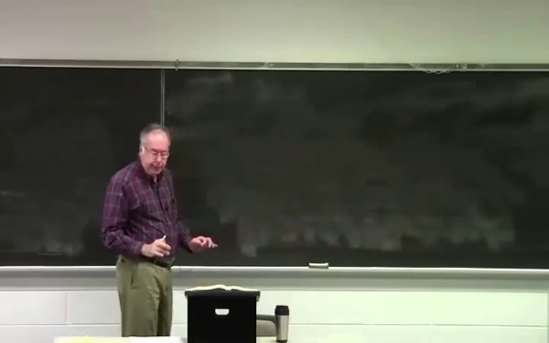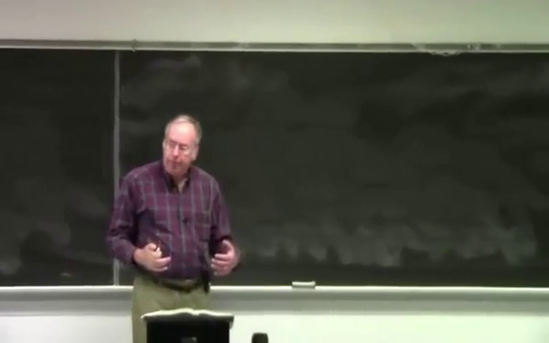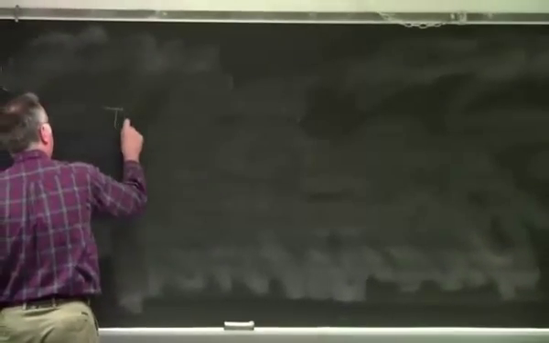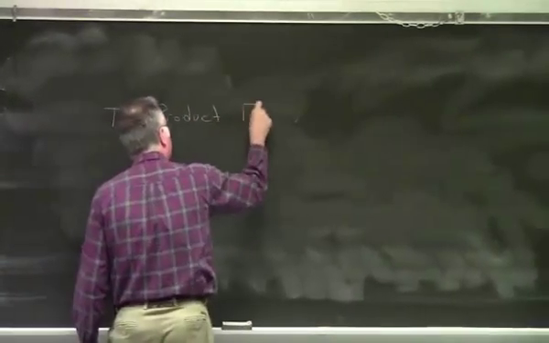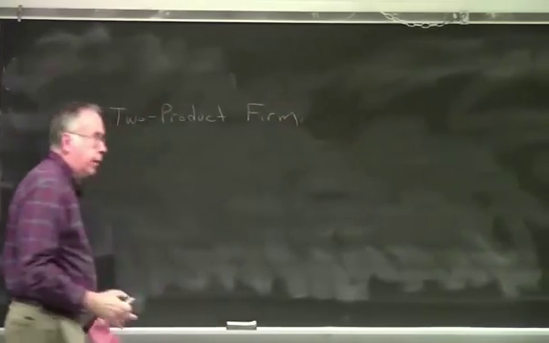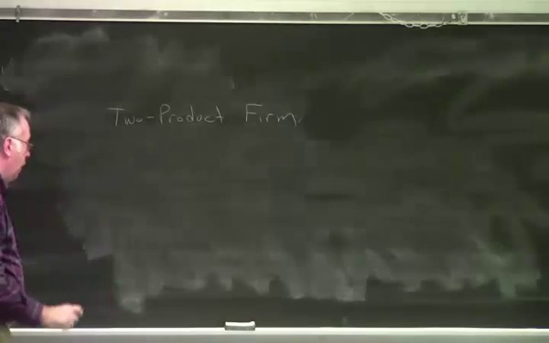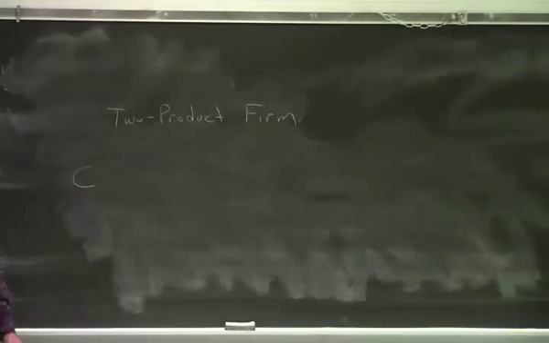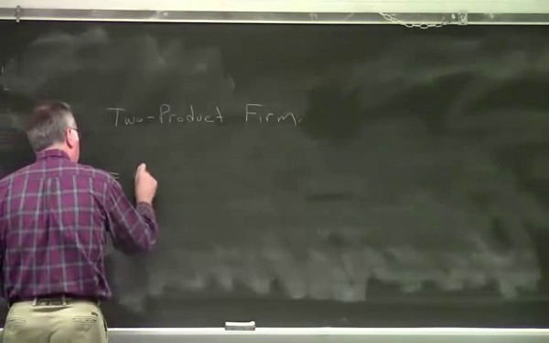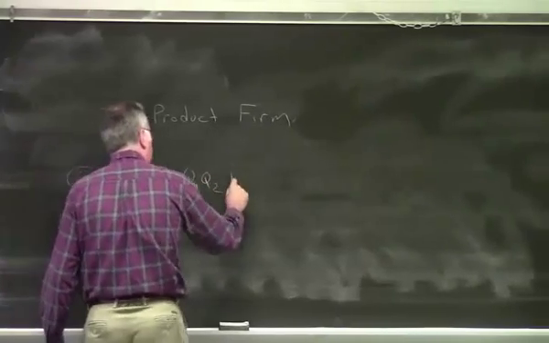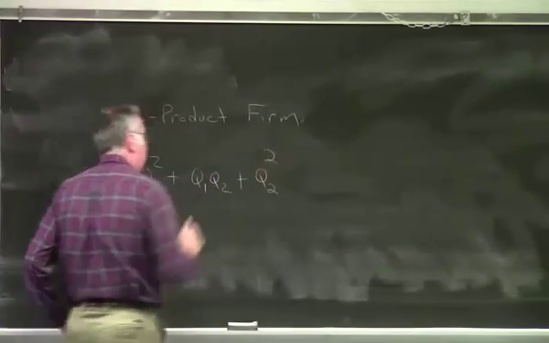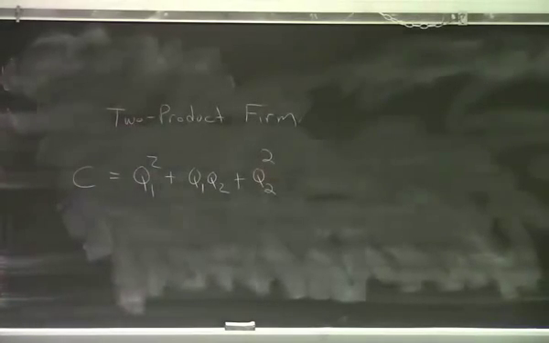In this case, imagine there's a two-product firm that produces product 1, product 2. The firm's cost function is given by this equation: Q1 squared plus Q1 Q2 plus Q2 squared. Q1 is the quantity of product 1 produced per period. Q2 is the quantity of product 2 produced per period. Okay?